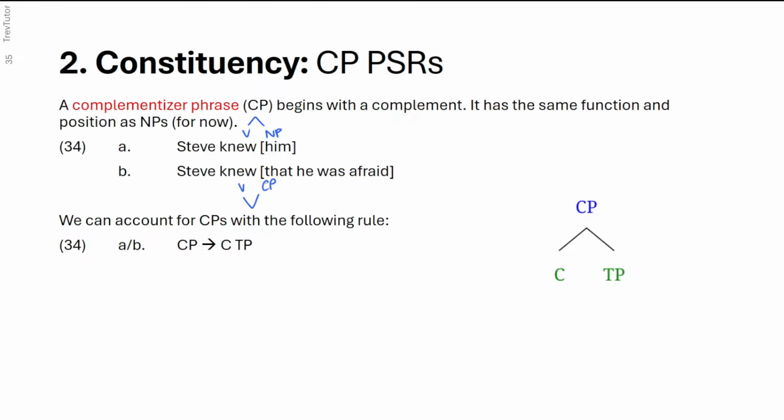So we can say that any complementizer phrase consists of a complementizer C, and then it introduces a sentence afterwards. So it introduces a TP afterwards. So we would put the words like that, if, or whether under C, and then the rest of the sentence would be a TP, and we would just repeat the same process as usual.